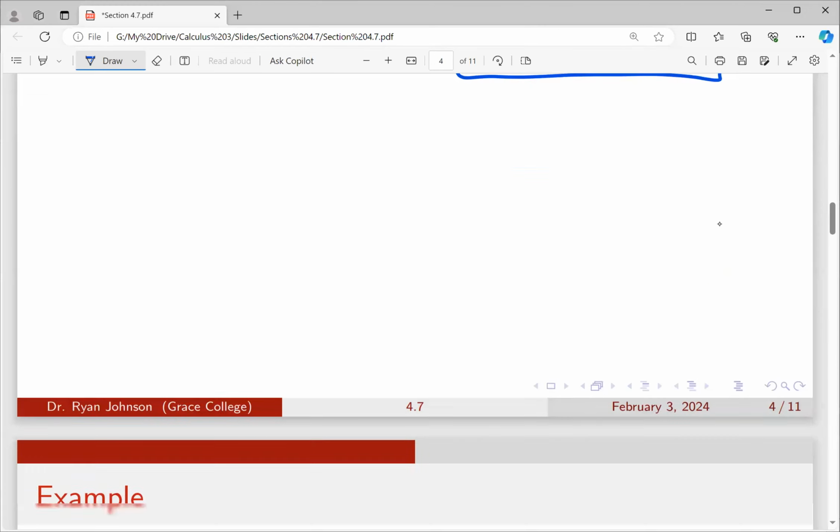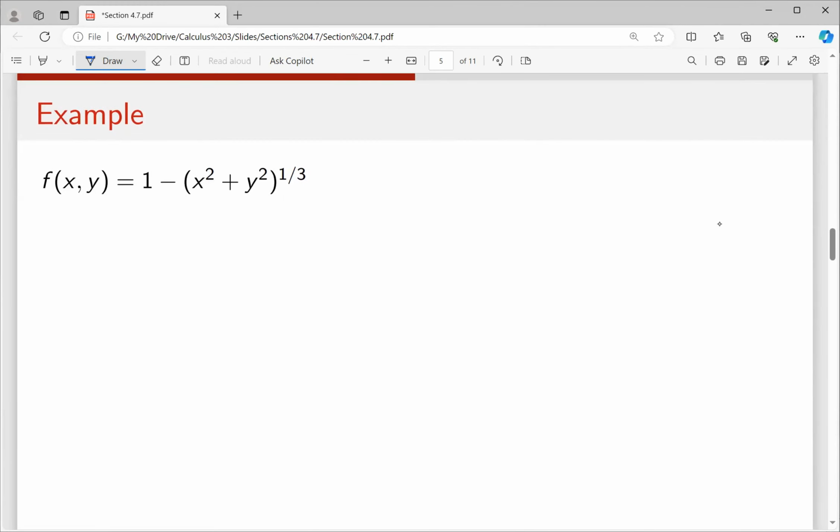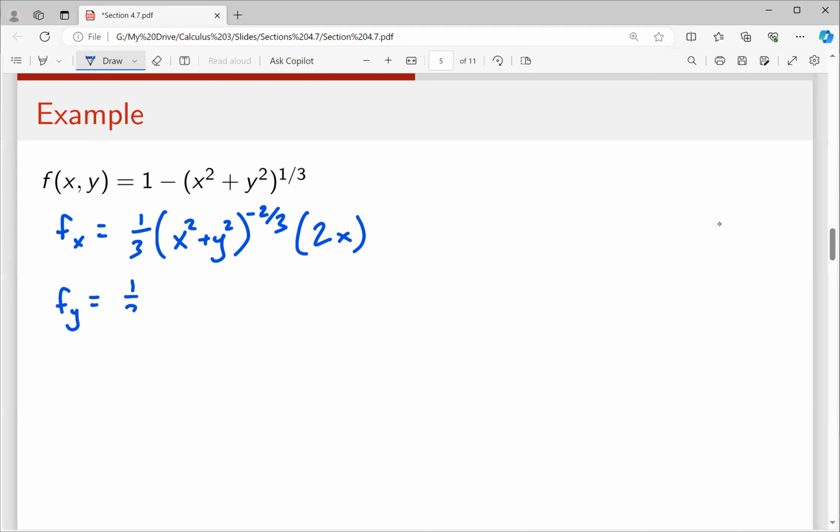All right, let's do a second example that's a little bit more difficult. So in this case, I'm going to do the chain rule. fx is going to equal 1/3 times (x squared plus y squared) to the negative 2/3 times 2x. And fy equals 1/3 times (x squared plus y squared) to the negative 2/3 times 2y.